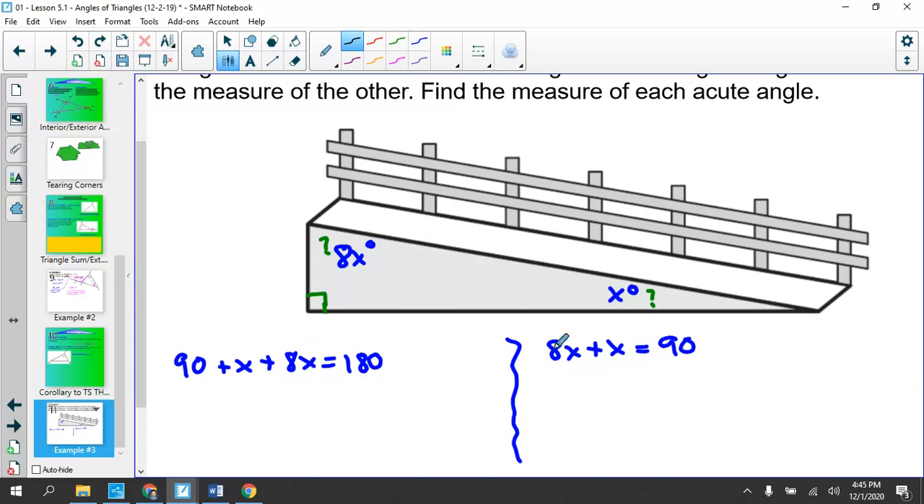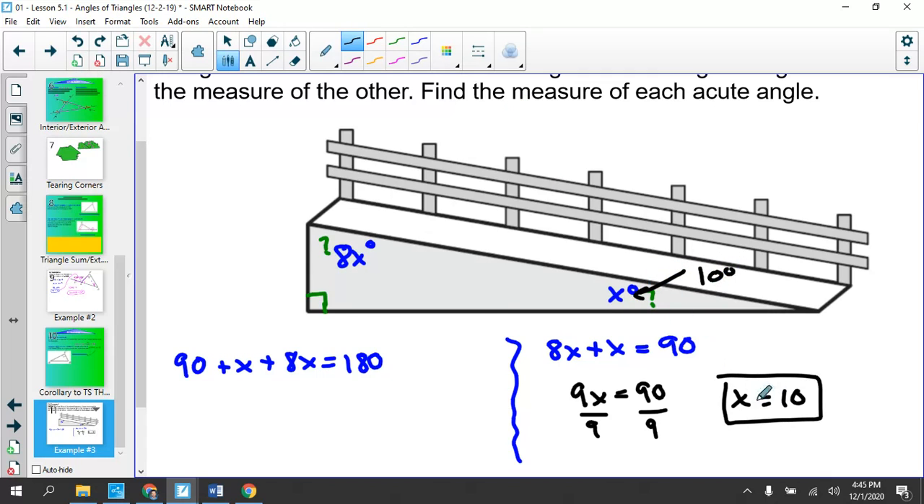The only thing left to do is finish it and ask, what is x? Take your pick. Let's solve this one because it's shorter. 8x plus 1x is 9x equals 90. We'll divide both sides by 9 to get x equals 10. So this would be a 10-degree angle, and this one up here would be an 80-degree angle. I can do a quick check: 80 plus 10 is 90, 90 plus 90 is 180. Sure, I found the measure of each acute angle. One was 10 degrees, one was 80 degrees.